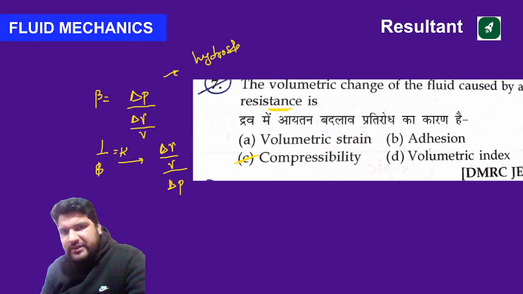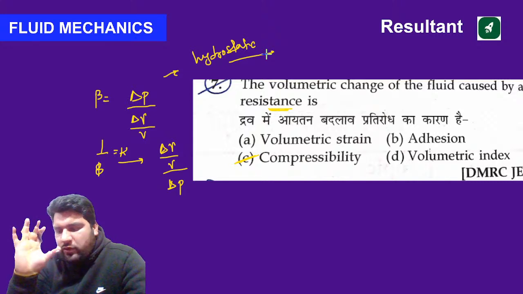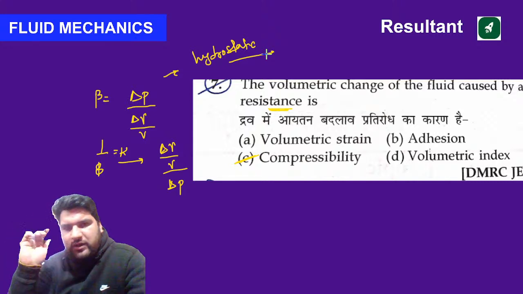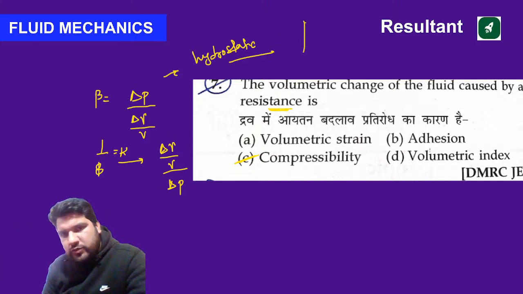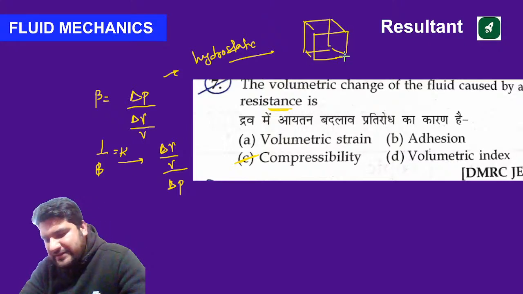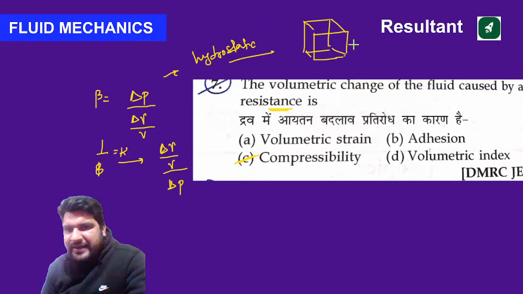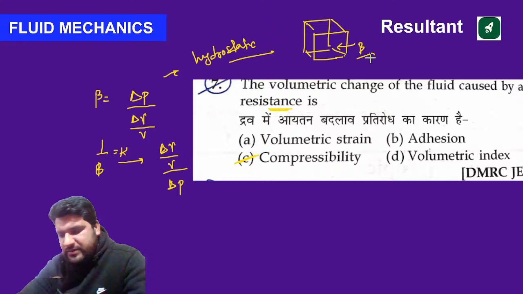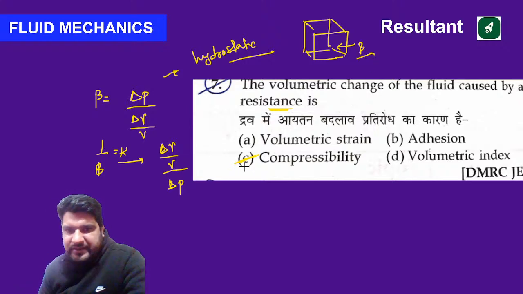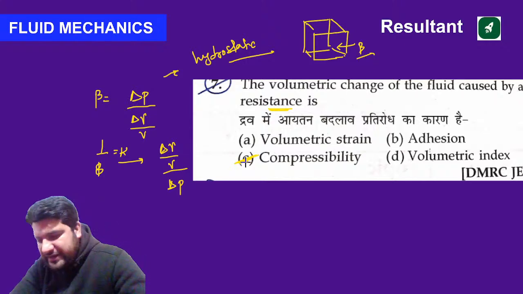An important concept here: this bulk modulus is defined for hydrostatic loading. What is hydrostatic loading? Hydrostatic is the loading that acts equally in all the directions. We have a cube here. This cube is placed in the water, and from all the directions we are getting the same pressure. So here we can define bulk modulus or compressibility. So the compressibility is nothing but the volume change due to the resistance.